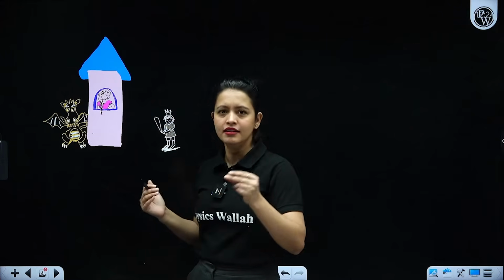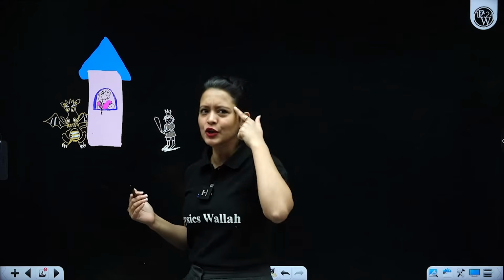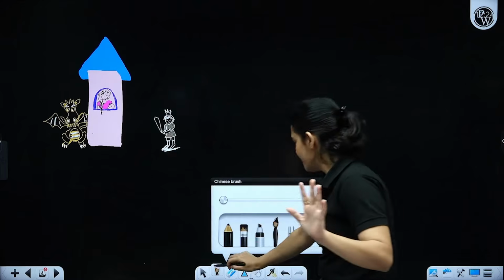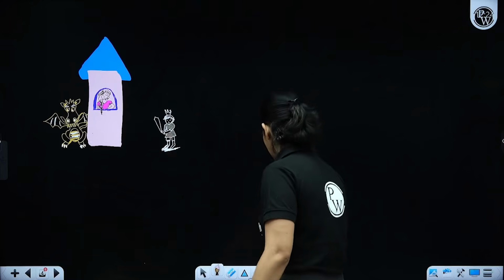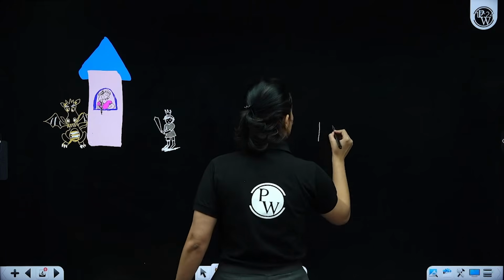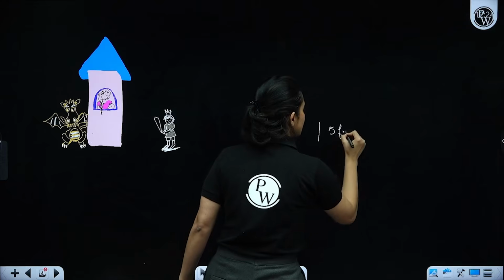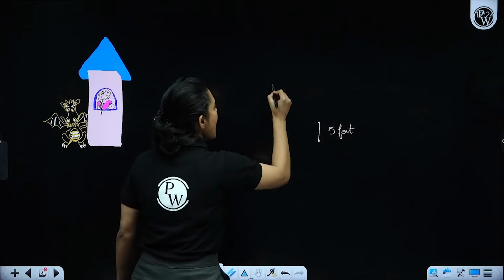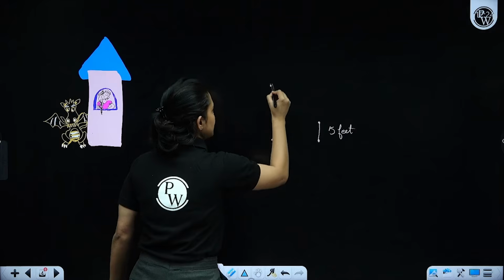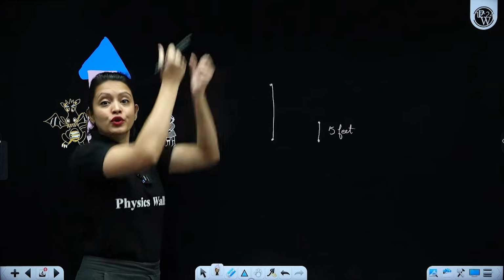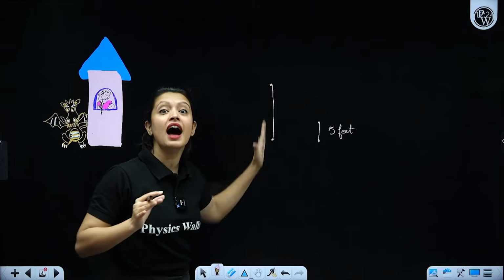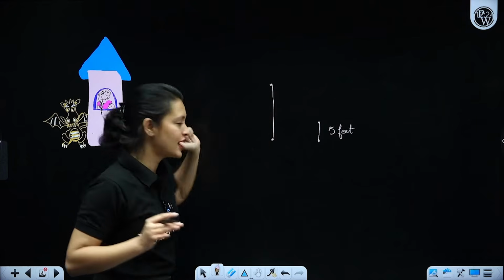So now, this prince thinks, how can I actually save the princess? So for that, he's like, okay, I know trigonometry. Now, he does this calculation. What calculation? He thinks, my height is about 5 feet. So we have a 5 feet prince, guys. Okay? Now, I am going to climb this castle. I'm going to climb and take the princess and run away. But for that, I will need the height of this castle, right?